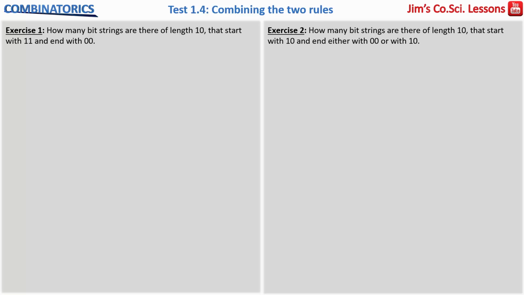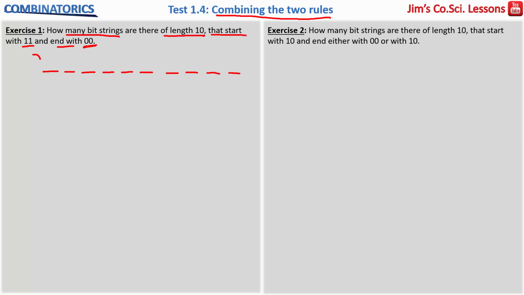Our first exercise, as I've told you before, these tests are about everything we've learned so far. It's not just about combining the two rules, but about everything we've learned so far. So let's see how many bit strings there are of length 10 that start with 11 and end with a double zero. So let's make our positions 1, 2, 3, 4, 5, 6, 7, 8, 9, 10.